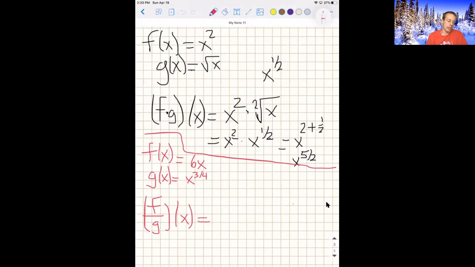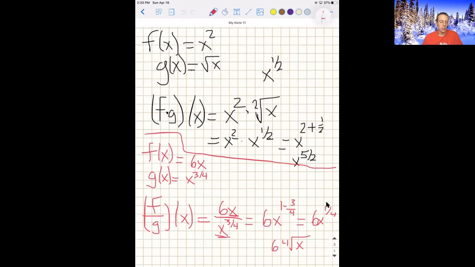So again, f of x, we can put that on top, 6x. On the bottom, we have x to the 3/4. And so when two numbers have the same base, we can subtract their power. So we'll still have our 6. And then we're going to have x to the 1 minus 3/4. Well, 1 minus 3/4 is x to the 1/4. So if you left it as x to the 1/4, I'm fine with that. Or if you told me it is 6 times the 4th root of x, I like that too. That's really good. Okay.